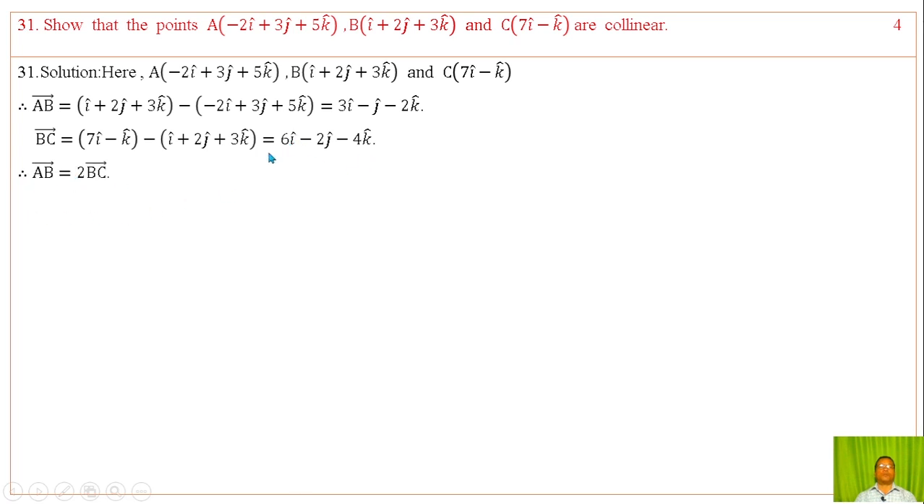Here AB is equal to what? This must be BC. BC vector is equal to 2 times of AB vector. The earlier statement is wrong.